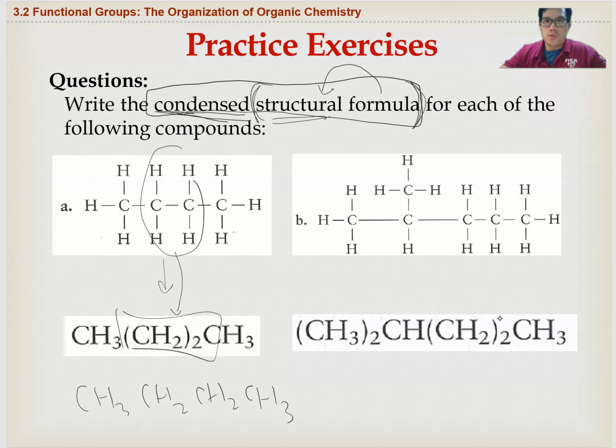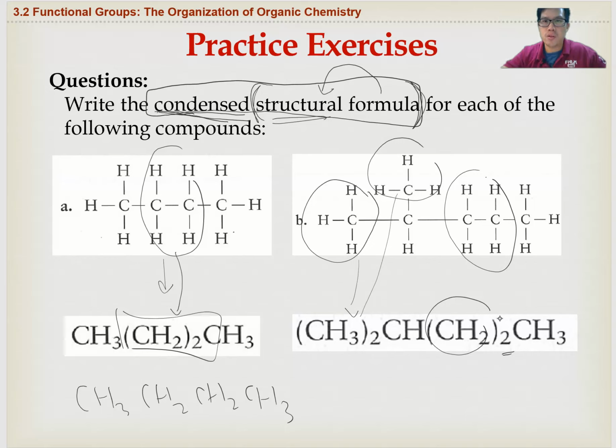So for this same thing, you can see the structure. You can even see there are branches over here. Then you can condense it in such a way. This two is to talk about this two. This three, you see the two here is talking about this two. This CH, this CH, CH3. So in the condensed structural formula, you can still see the structure.